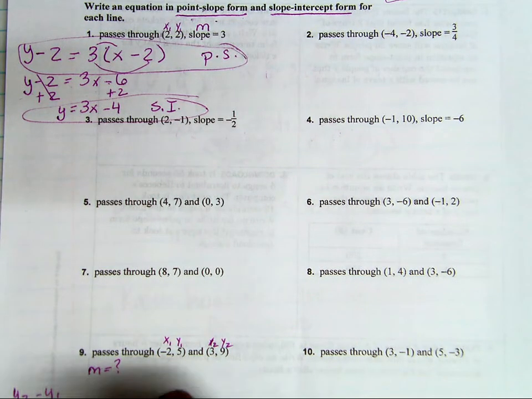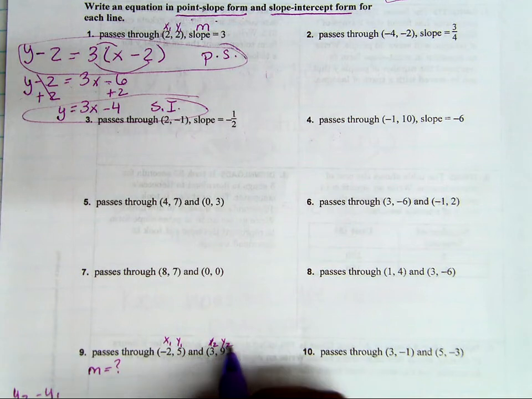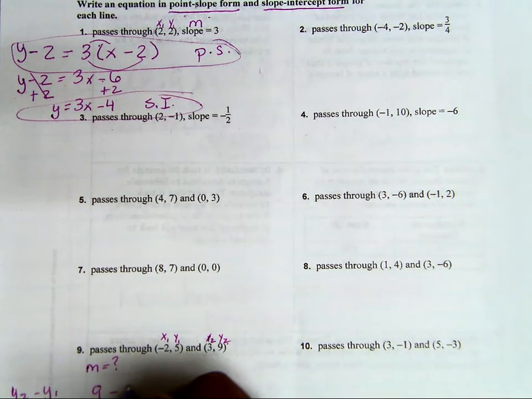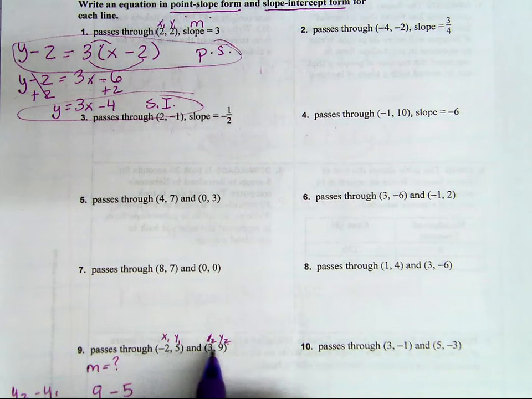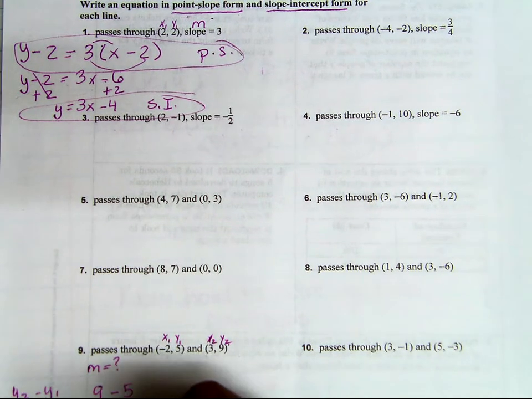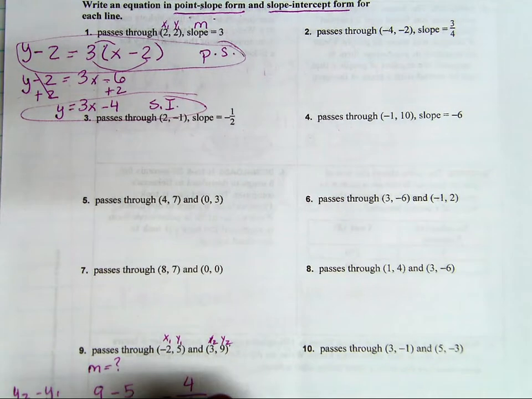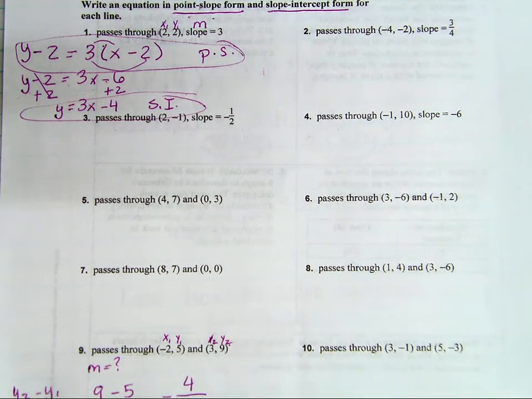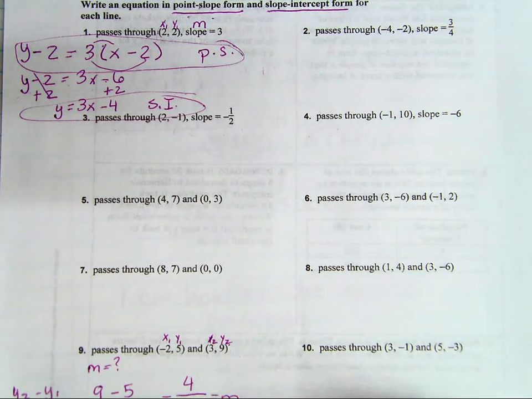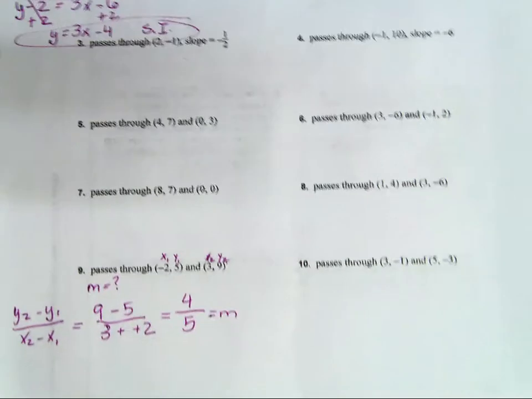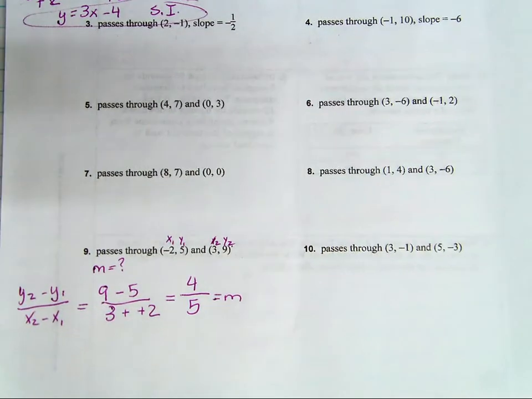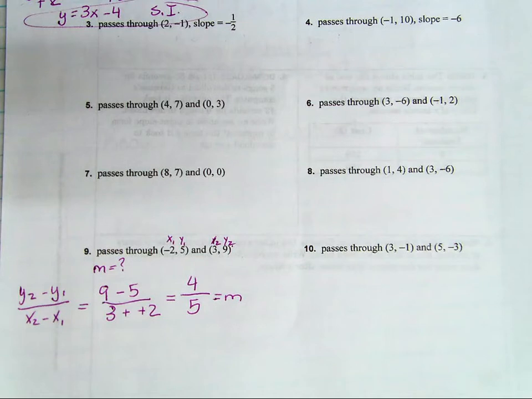Let's plug it in. Y2, 9 minus 5 over 3 minus a -2. 9 minus 5 is 4. 3 minus a -2, double dash, so 3 plus a +2 is 5. This equals M. You missed all that, but that's okay. Now I know what my M is. Let's go back to this process up here.